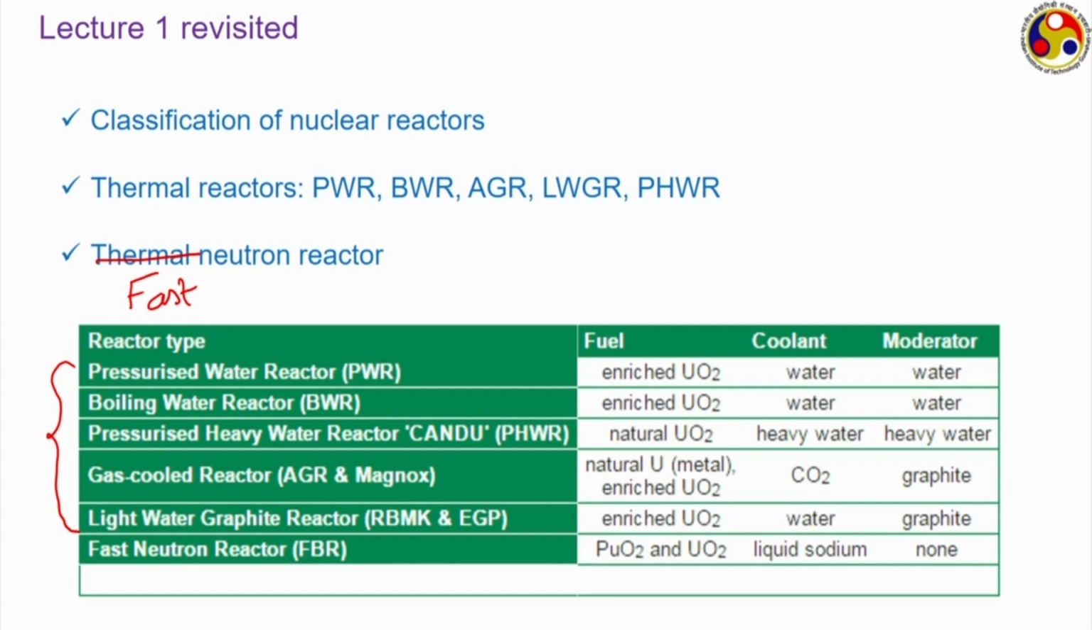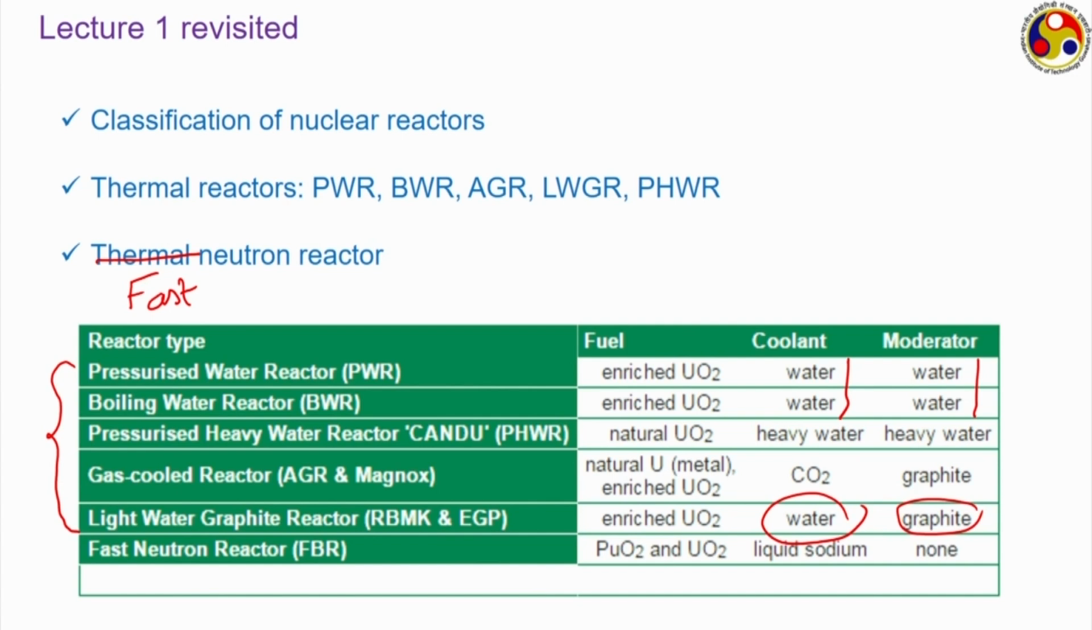And the coolant is water in both PWR and BWR, and that is why they are conventionally called the light water reactors. RBMK also uses water as the working medium, but the moderator is graphite, whereas in PWR and BWR water itself acts as the moderator, which I have just mentioned.